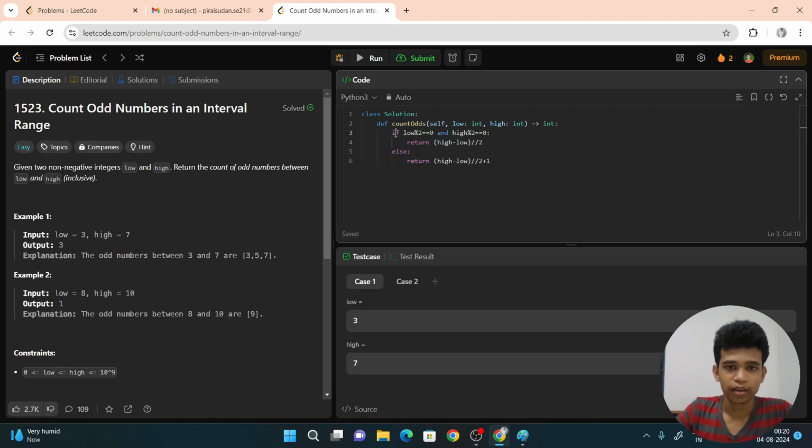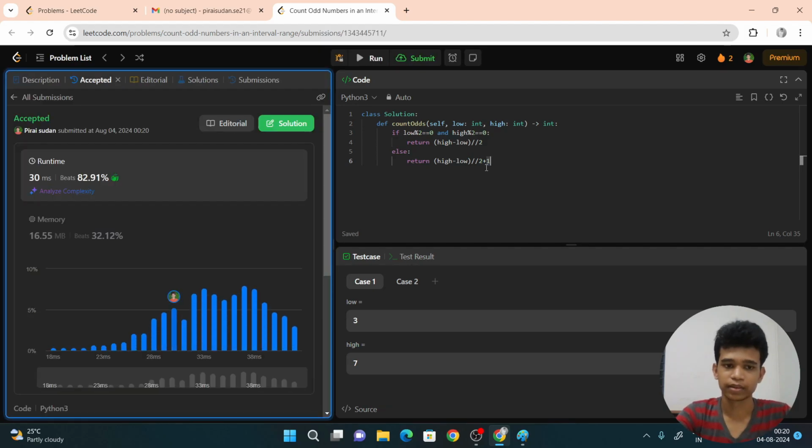Let me show the code so that it is more clear. See here. If low mod 2 is equal to 0 and also high mod 2 is equal to 0, both are even, then I should return this. Else I want to return plus 1 additionally. Let me submit it. Yes, it is submitted successfully.